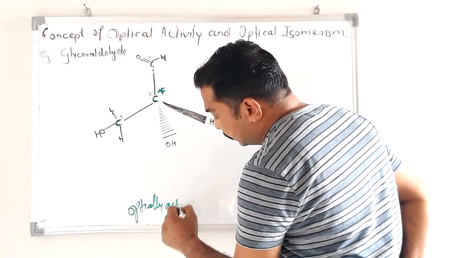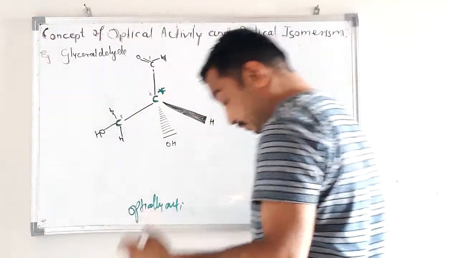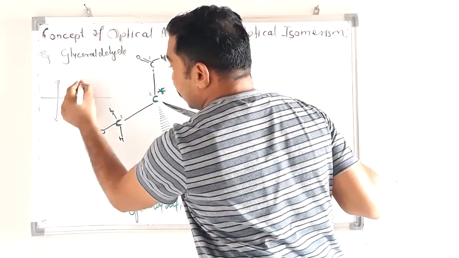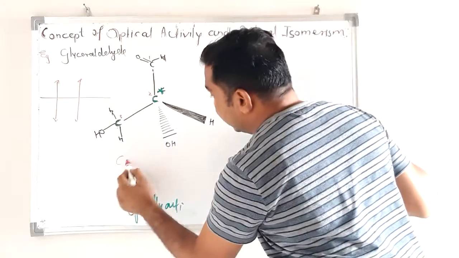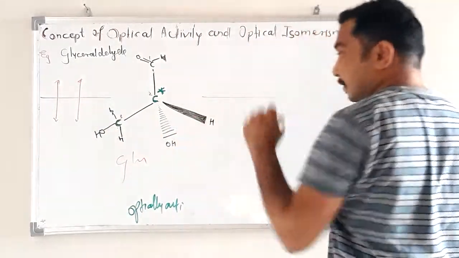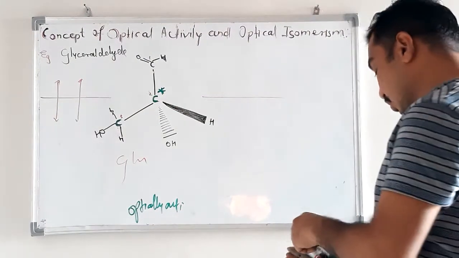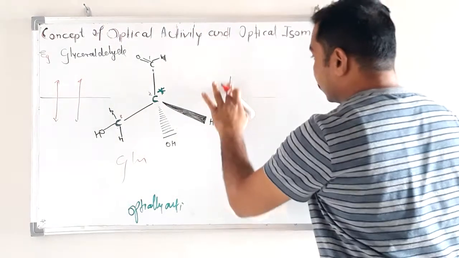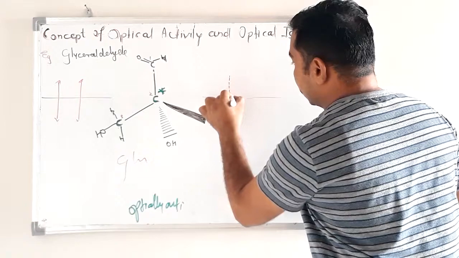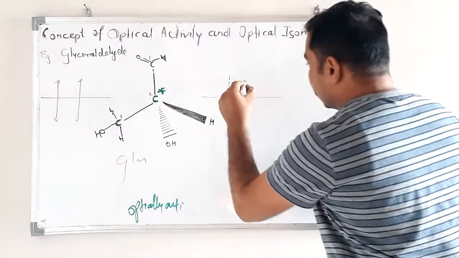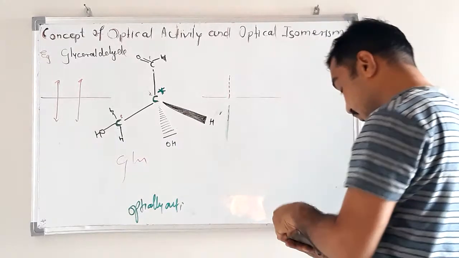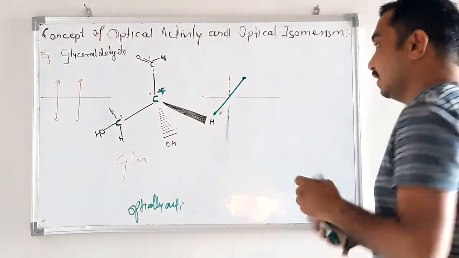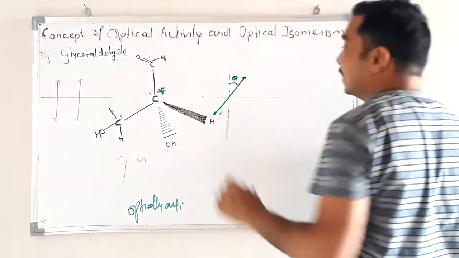It may be optically active. So then what we have to do? Pass plain polarized light through the solution of glyceraldehyde. This is glyceraldehyde. And then light coming out through the solution, analyze. Then it is found that light gets deviated toward the right side through angle theta. This is the angle of rotation.